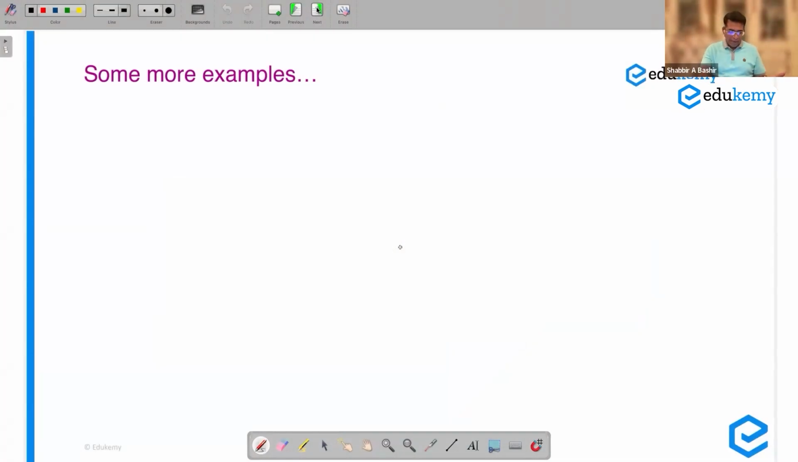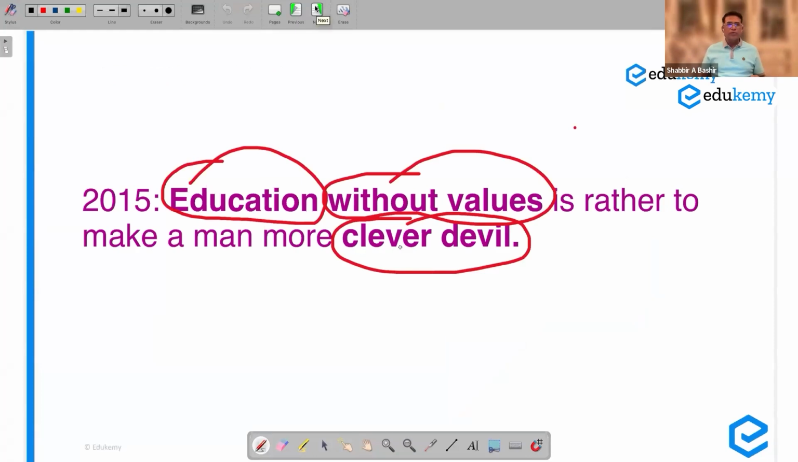I've just shown two topics. I have one more topic, a 2015 topic. Education without values is rather to make a man a more clever devil. This was a 2015 topic.